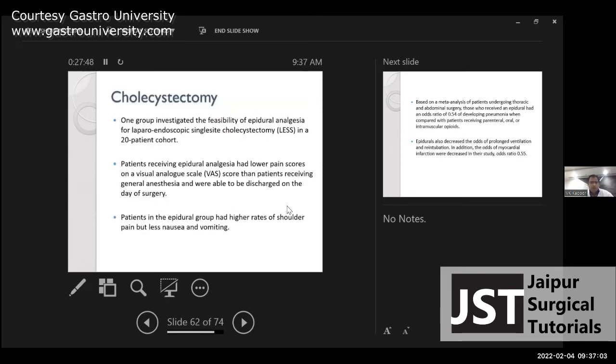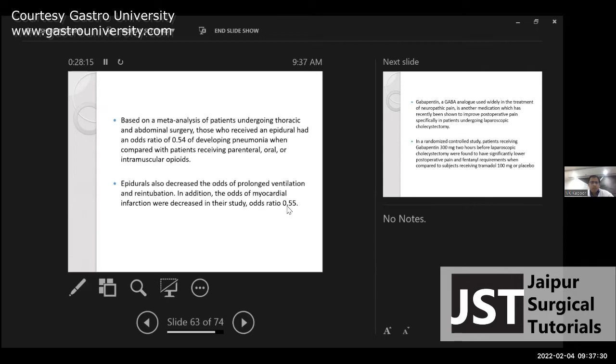In cholecystectomy patients, one group investigated the feasibility of epidural analgesia for laparoscopic cholecystectomy in a 20-patient cohort. Patients receiving epidural analgesia had lower pain scores on the visual analog scale compared with those receiving general anesthesia and were able to be discharged on the day of surgery. The epidural group had a higher incidence of shoulder pain because of irritation of the phrenic nerve, but less nausea and vomiting. Based on a meta-analysis of patients undergoing thoracic and abdominal surgery, those who received epidural had an odds ratio of 0.4 for developing pneumonia when compared with parenteral, oral, and intramuscular opioids. Epidural also decreases the odds of prolonged ventilation and reintubation. In addition, odds of MI were also decreased in their study.